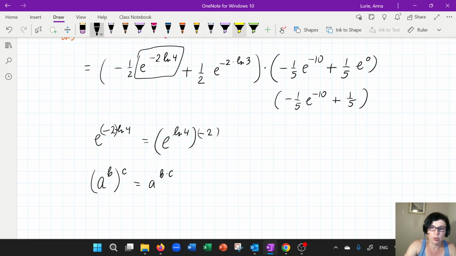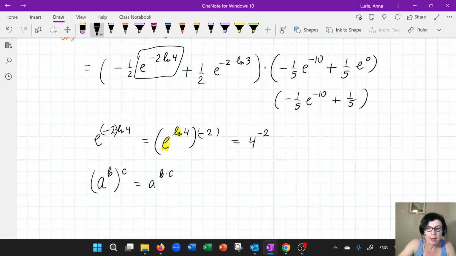But what do I see right here? This is the e, and this is ln. e and ln are inverse functions. That means that they will undo each other's action. If you apply natural log, and then you apply e, they cancel each other out, and what you got left is just 4. So this is really just going to be 4 to the power negative 2.